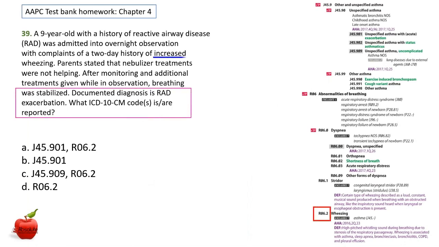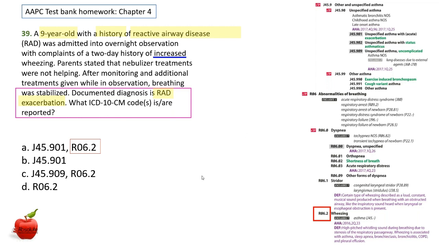And these are your keywords, and I have highlighted them above. A 9-year-old with a history of reactive airway disease, RAD, is what the full form of RAD is, reactive airway disease. The patient was having increased wheezing, and the final diagnosis is RAD exacerbation. So you can see there was increased wheezing for this patient, and R06.2 is the ICD code for wheezing. So coders, the patient is already diagnosed with RAD, reactive airway disease exacerbation.